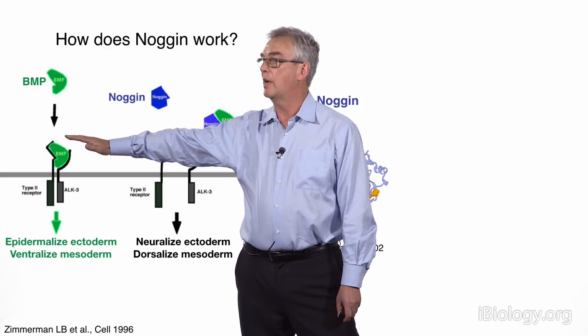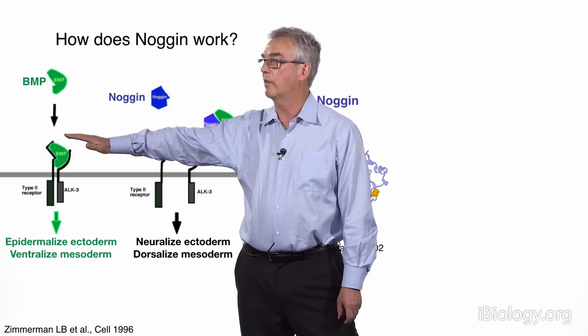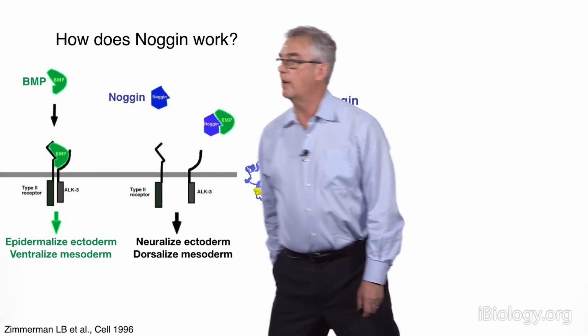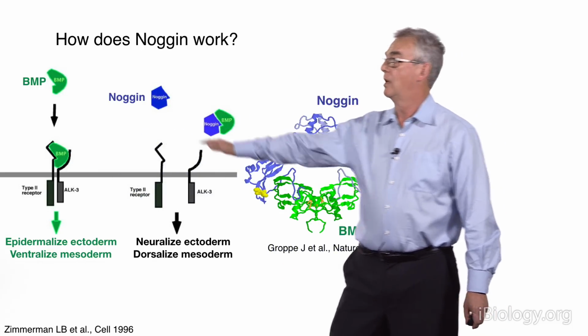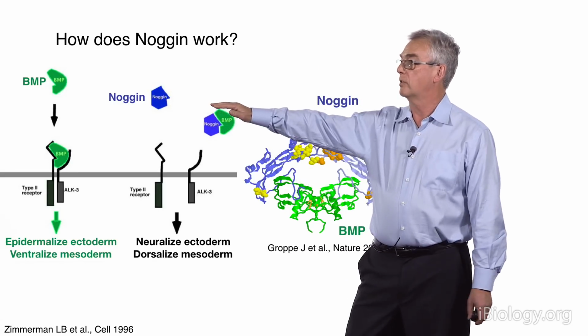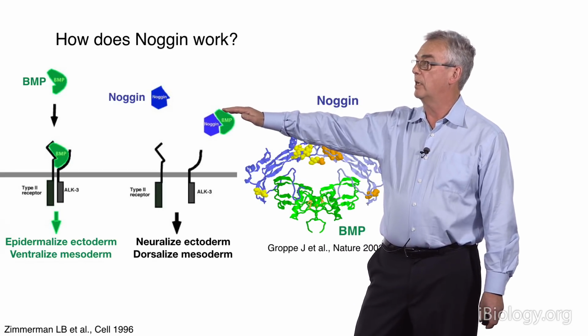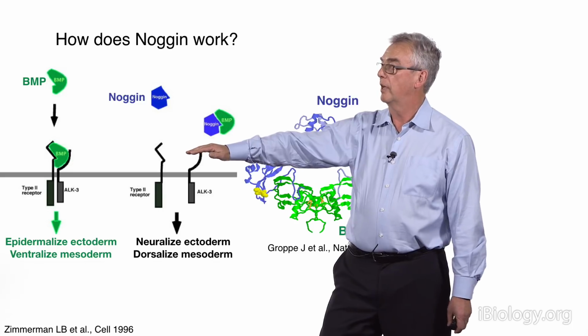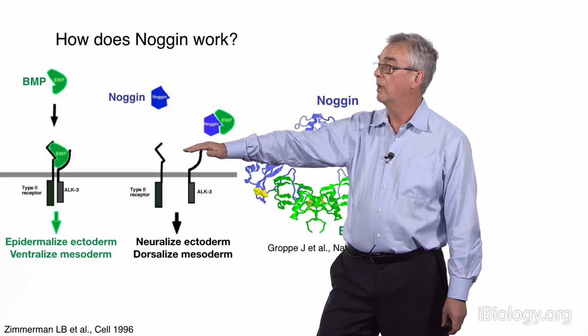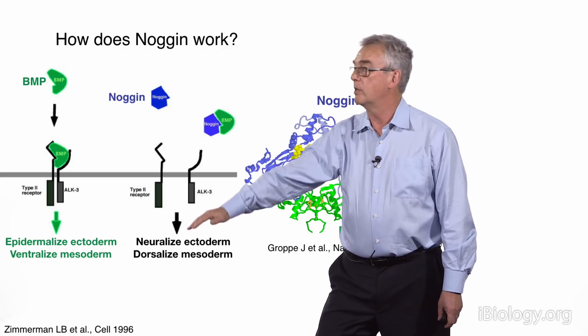Normally, BMP binds to its two receptors, brings them together, and that has the consequence of ventralizing the embryo. In this case, when noggin is present, it binds tightly to BMP, prevents this interaction, and then by default, instead of being ventralized, the embryo is dorsalized.